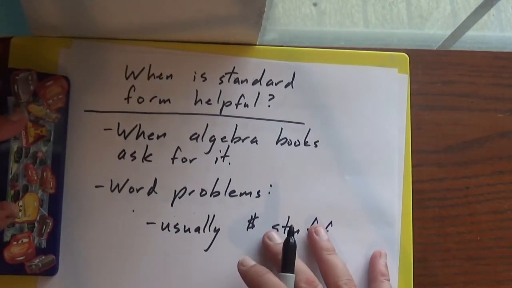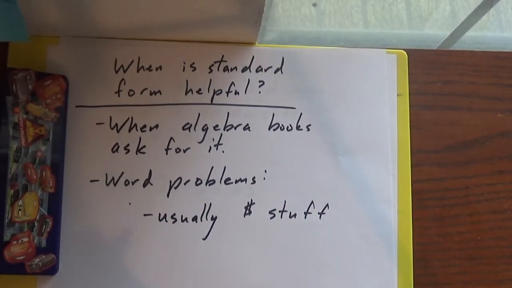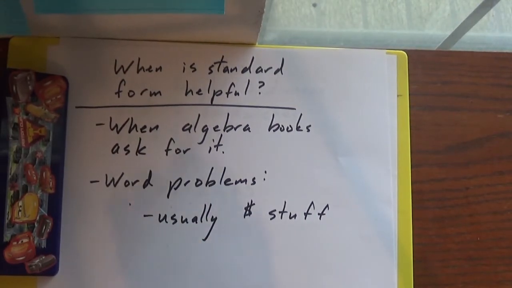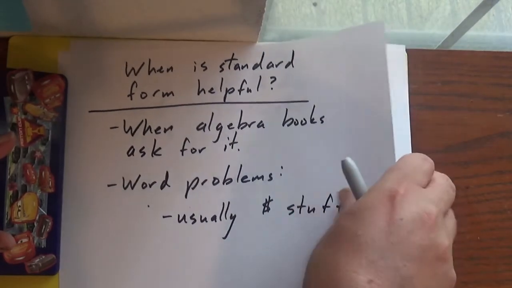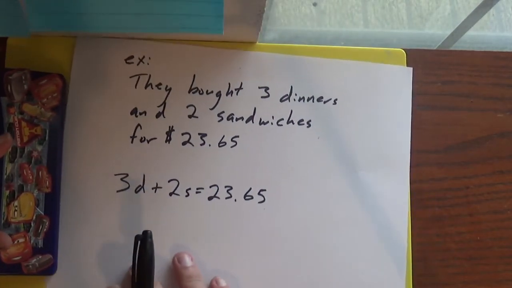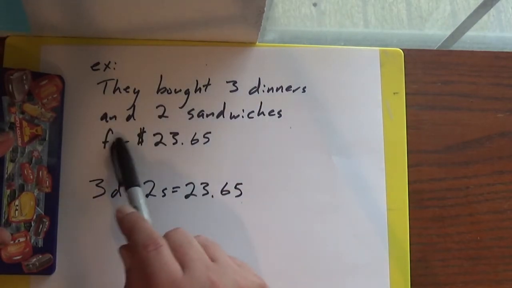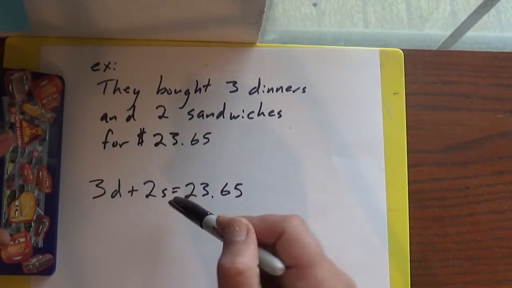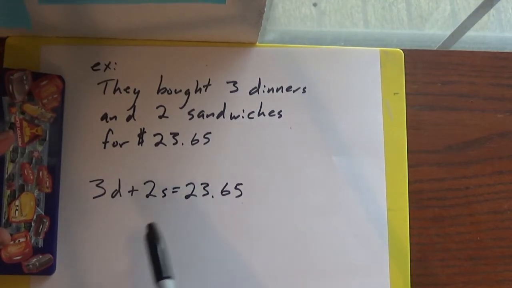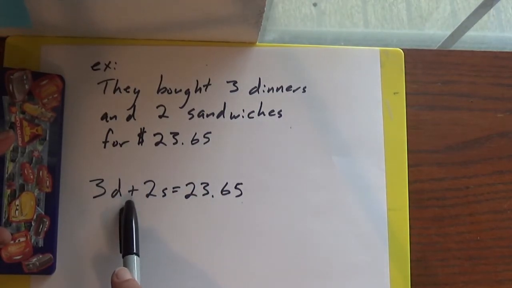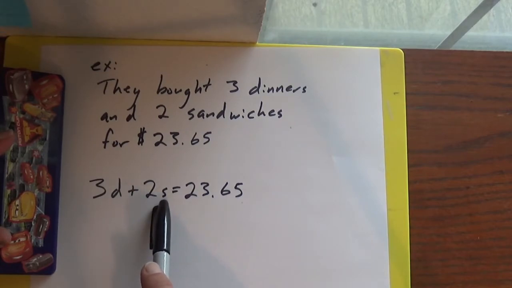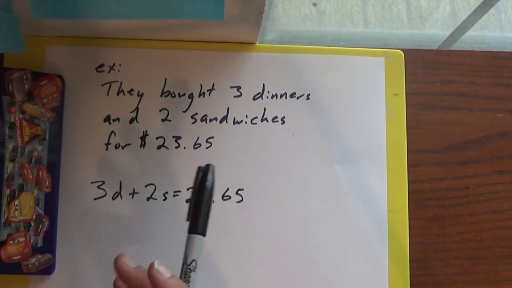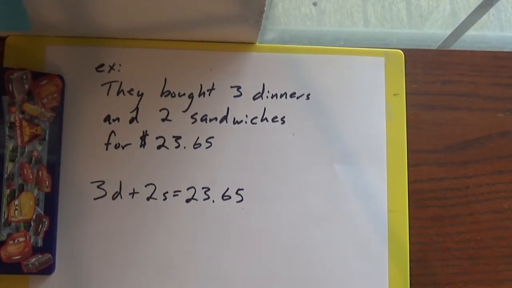When is standard form helpful? Well, if your algebra book asks for it, that's helpful. Sometimes in word problems, usually when there's money and stuff like that going on. So an example, they bought 3 dinners and 2 sandwiches for $23.65. Totals go by themselves. They got 3 dinners and means plus, 2 sandwiches. So in this case, it's helpful. The rest of the time, you usually want to move it over to slope-intercept form.